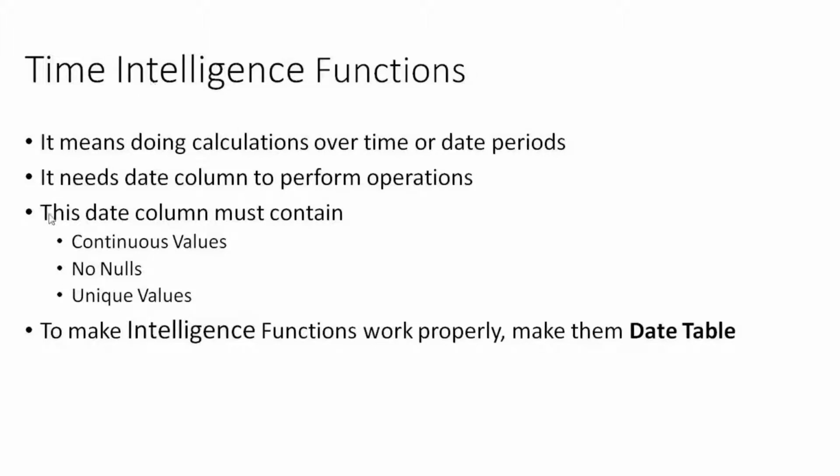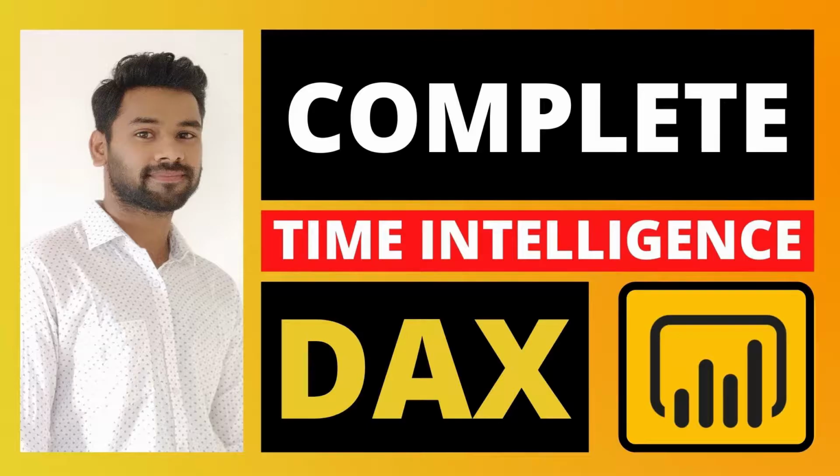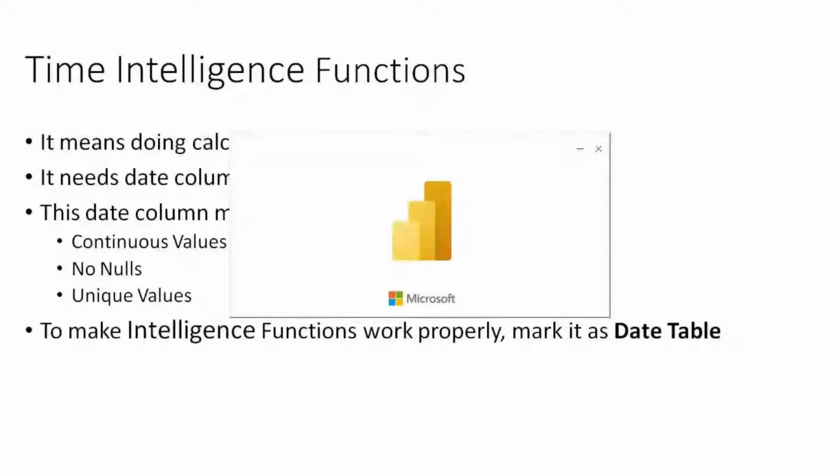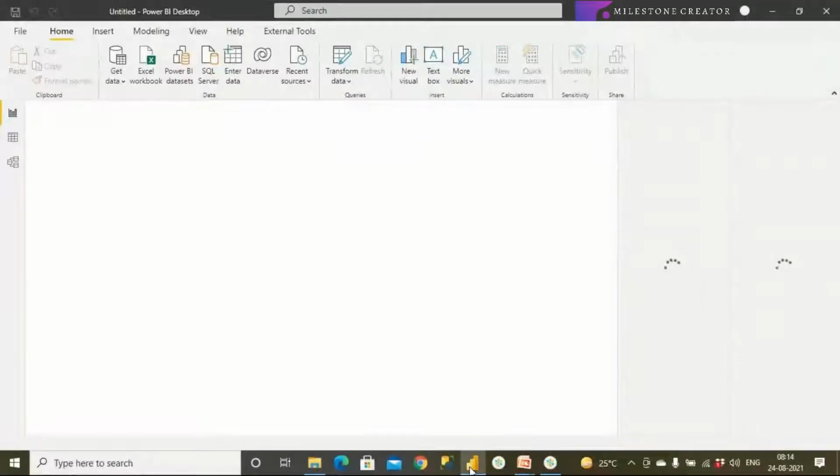To make time intelligence functions work properly, we need to mark it as a date table. What is the meaning? Now quickly go back to my Power BI. Now let us take the AdventureWorks database, where we have products data, customers data, sales data, right? Now quickly I want to open AdventureWorks.